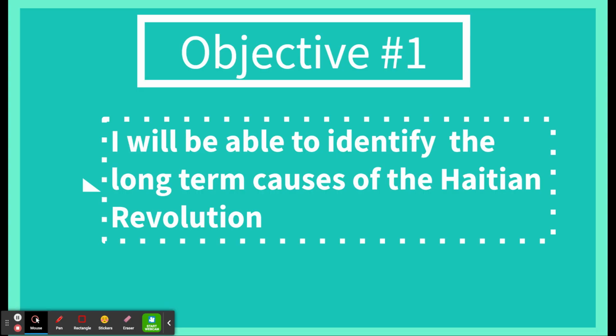So, our objective for today is I'll be able to identify the long term causes of the Haitian Revolution. Or another way to look at it is I'll be able to identify the social, political, and economic causes of the Haitian Revolution.